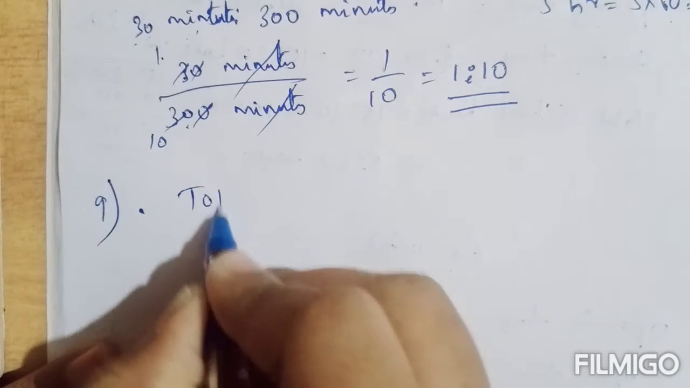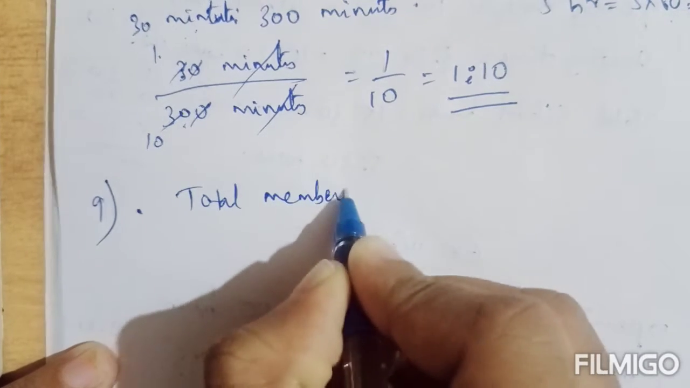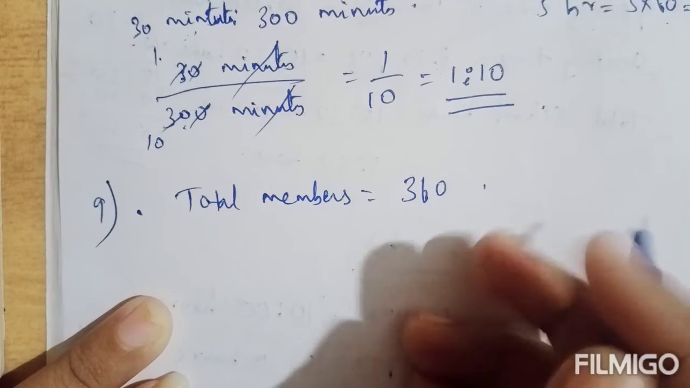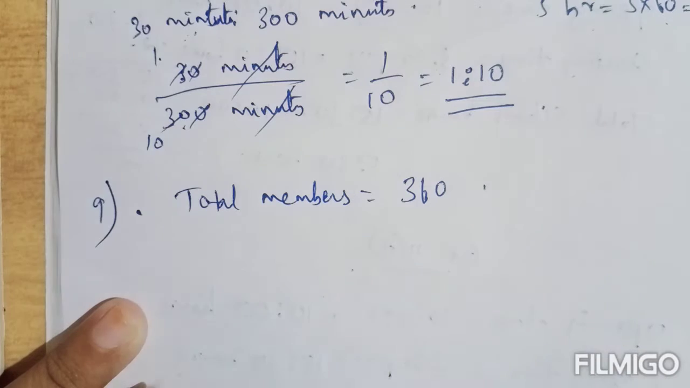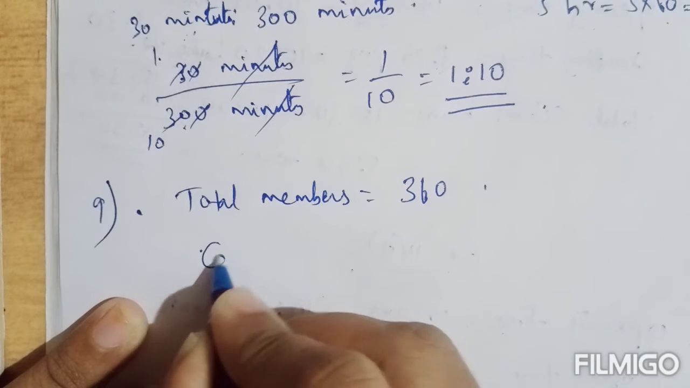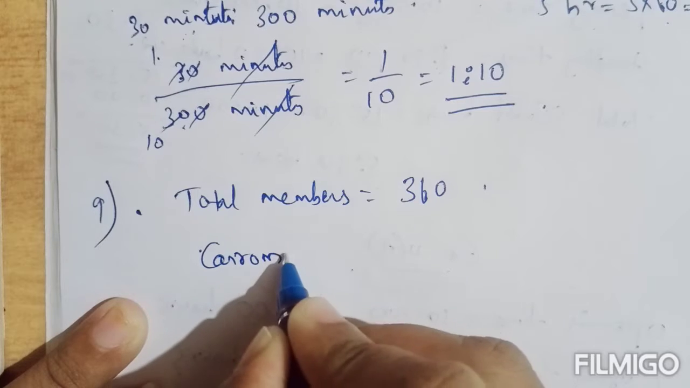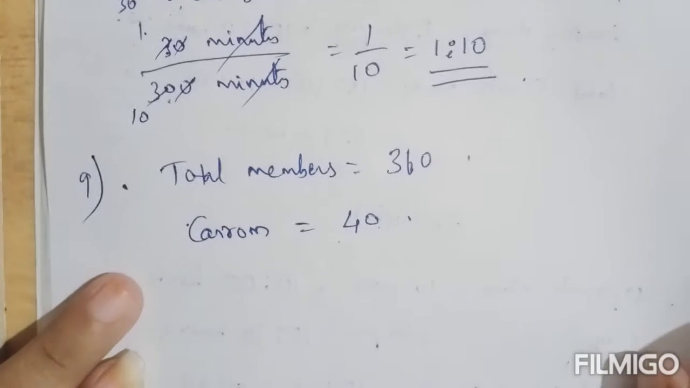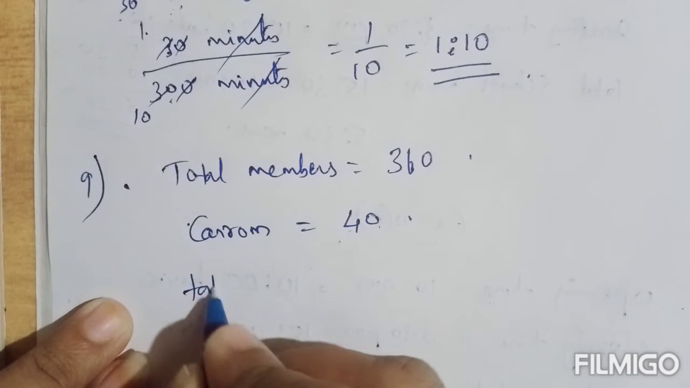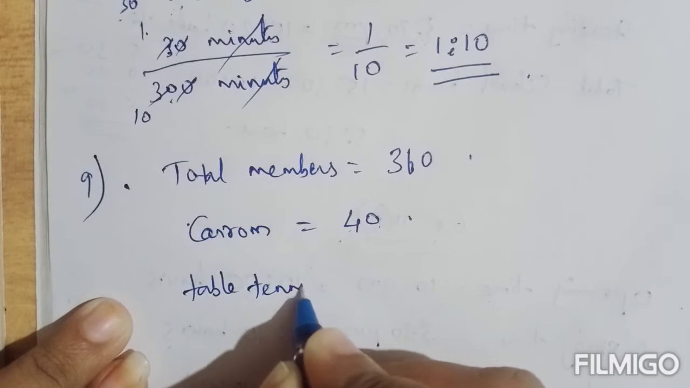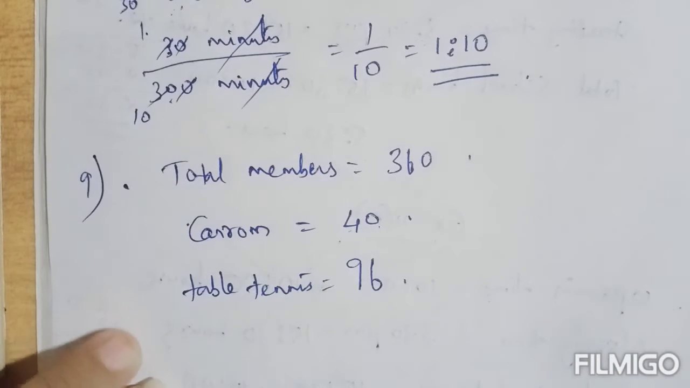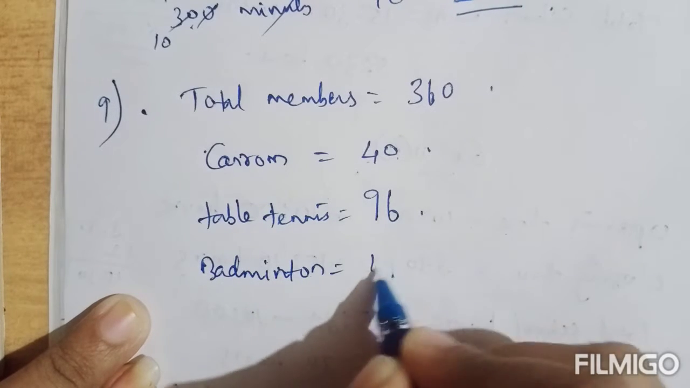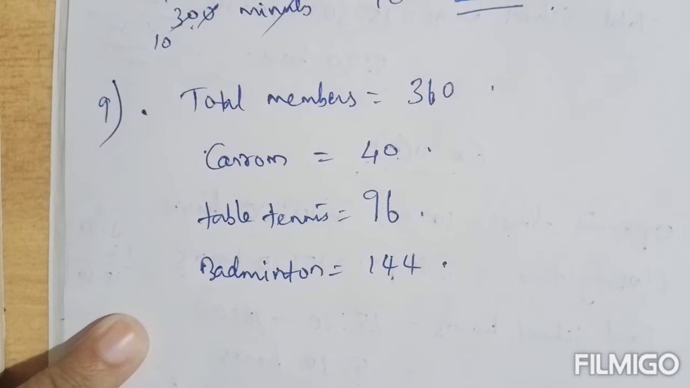So total members in the club, it is given 360. Out of this 360 members, the number of members who play carom, it is given 40. Okay, 40 members will play carom. Next, table tennis. How many members will play table tennis? It is given 96. Okay, next badminton. How many members will play badminton? It is given 144. And remaining members play volleyball.